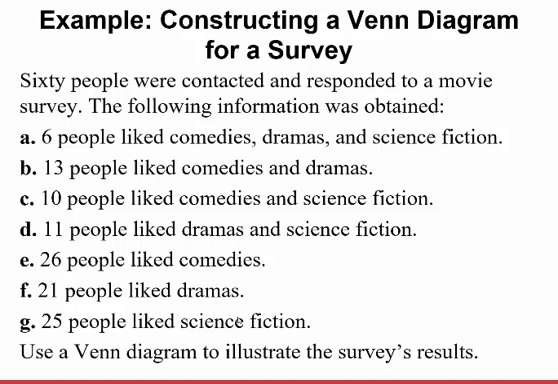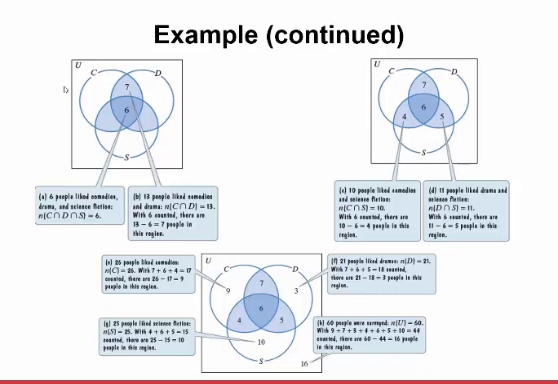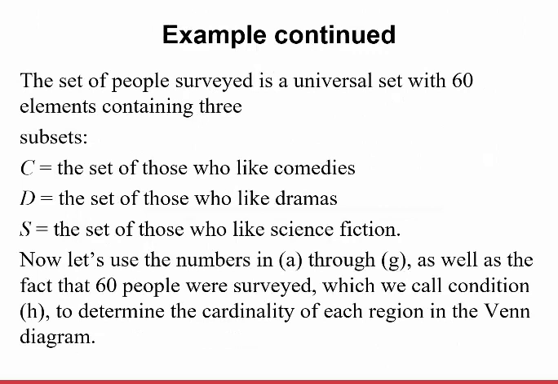I want to use a Venn diagram to illustrate the survey's results. When I set up a Venn diagram, this is important, I have 3 things going on: comedies, drama, and science fiction. I'm going to set this up with 3 circles. Notice how when I draw the first circle, the second circle, the third circle, the center part is where they all interact.